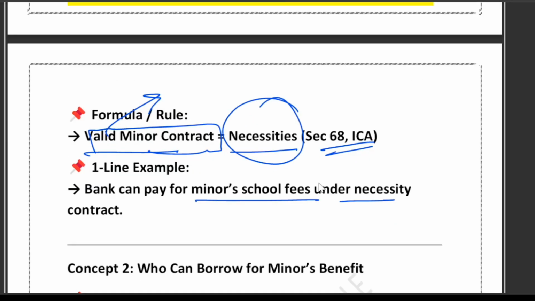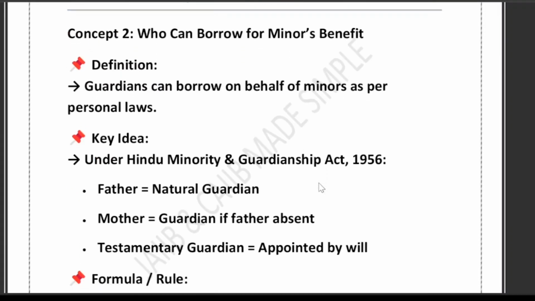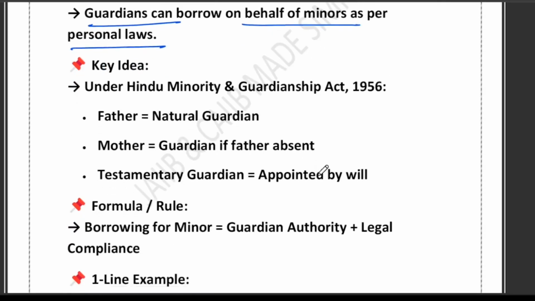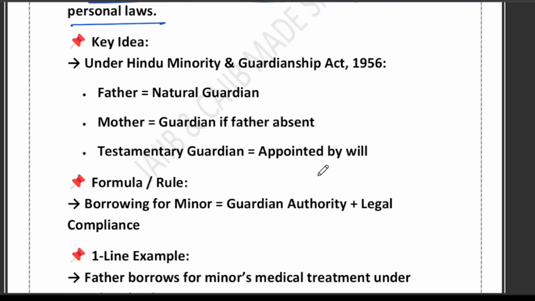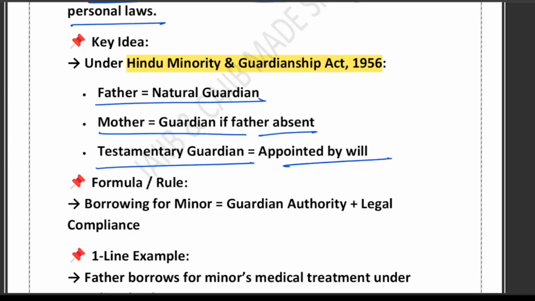Now friends, the next question is, who can borrow for minor benefit? Very important question. Guardian can borrow on the behalf of minor as per the personal law. The key idea is that under the Hindu Minority and Guardianship Act 1956, father is the natural guardian and mother is also a guardian if father is absent. And then we have the testamentary guardian, which is appointed by the will, or by the court.